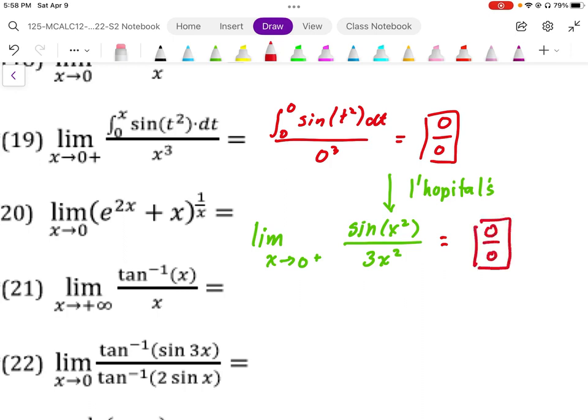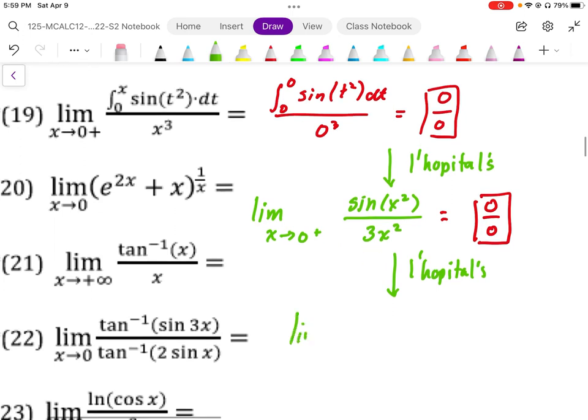Now, it doesn't solve my limit, but I have the condition to apply L'Hopital's again, so I'm going to do that. I'm going to apply L'Hopital's one more time. So I end up with the limit as x goes to 0. This becomes the cosine of x squared. We use the chain rule, so multiply that by 2x. I end up with 6x in the denominator.